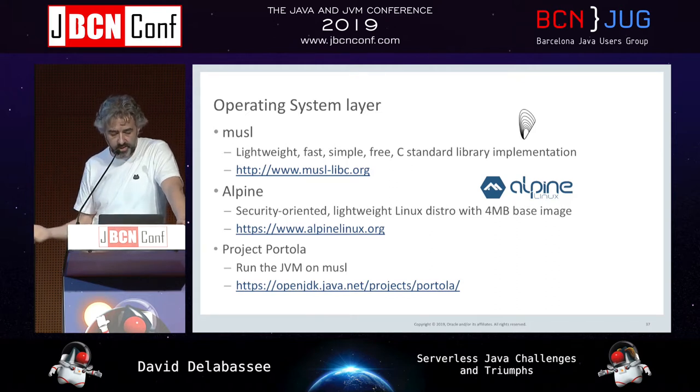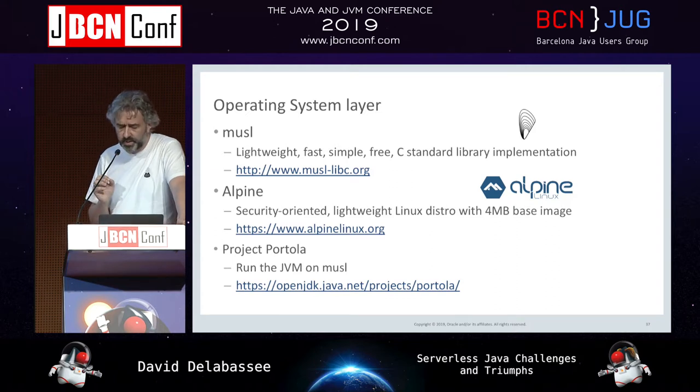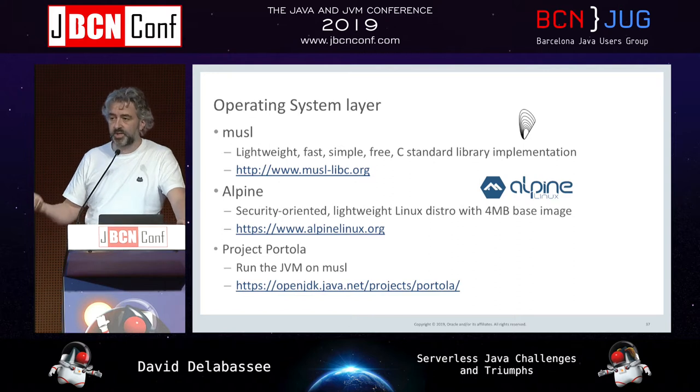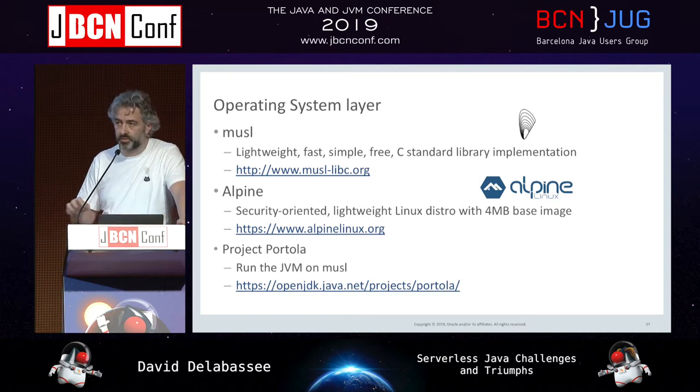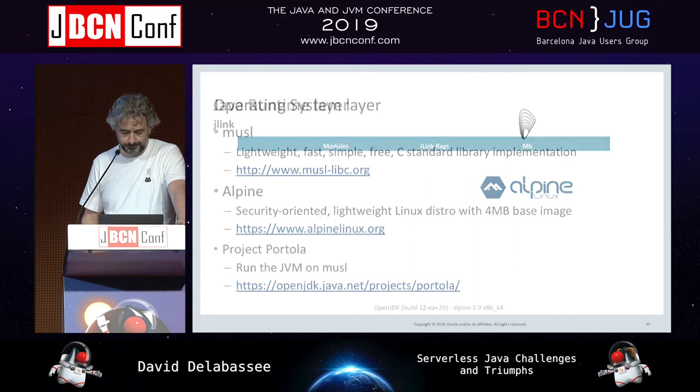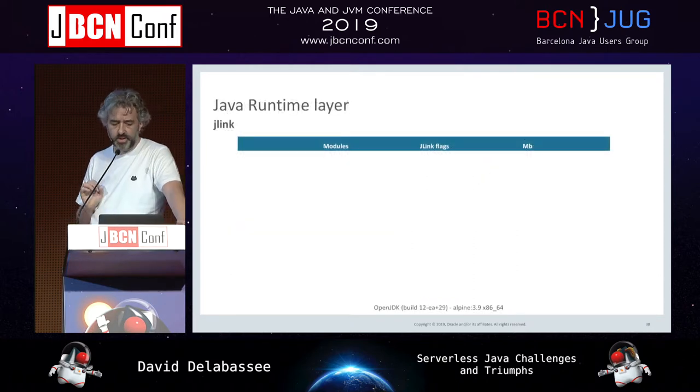But if we do that, we have the ability to use a Linux distribution that is highly optimized and that weighs less than 5 megabytes. So a complete Linux distribution that we can use to run our function weighs less than 5 megabytes. Having the ability to run Java on top of musl instead of glibc is being done within Project Portola, under the OpenJDK project.